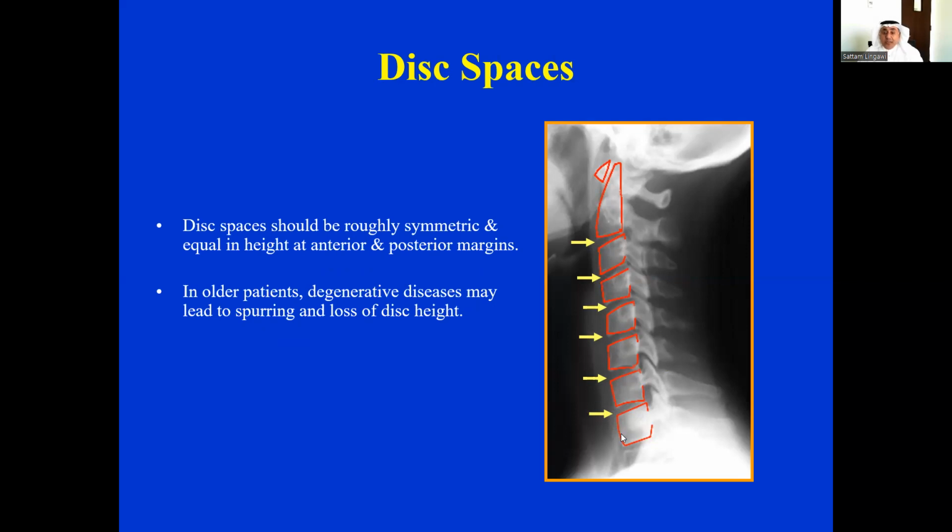Degenerative changes may occur in patients above the age of 50, which may result in reduction of the vertical height of the intervertebral discs. However, this is usually in the lower cervical spine, with other evidence of degenerative changes such as end-plate sclerosis and osteophyte formation.